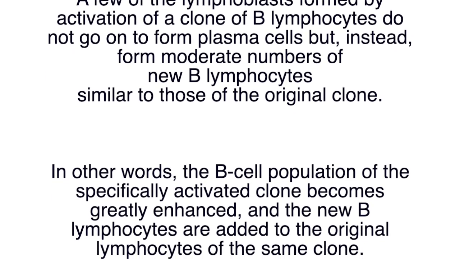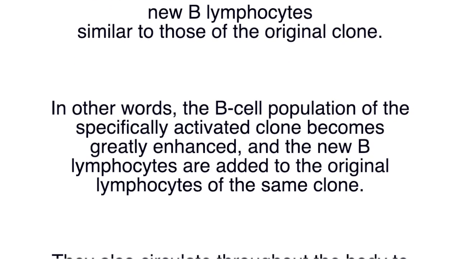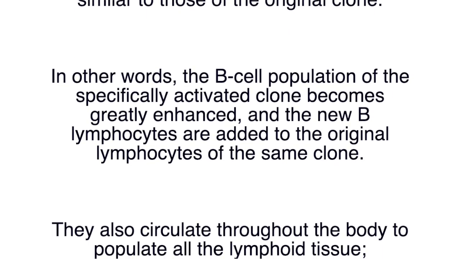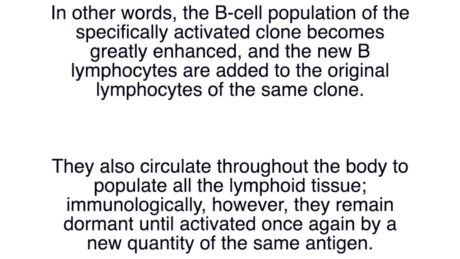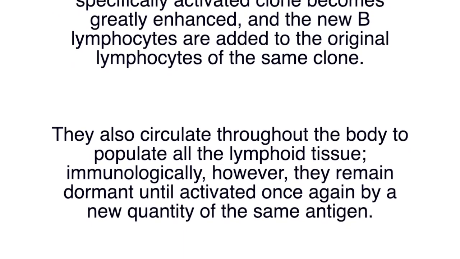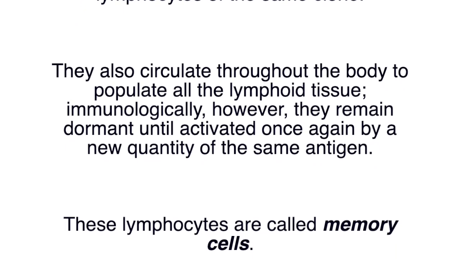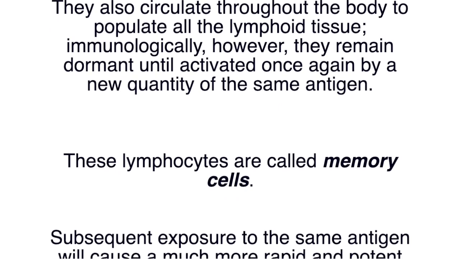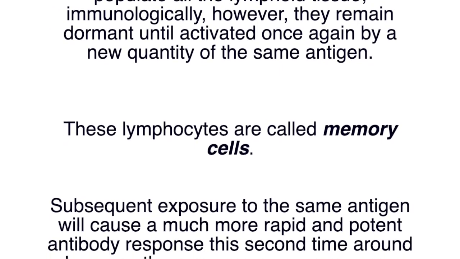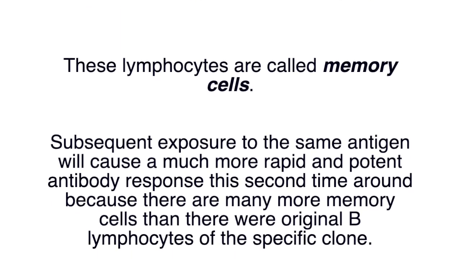In other words, the B cell population of the specifically activated clone becomes greatly enhanced and the new B lymphocytes are added to the original lymphocytes of the same clone. They also circulate throughout the body to populate all the lymphoid tissue. Immunologically, however, they remain dormant until activated once again by a new quantity of the same antigen. These lymphocytes are called memory cells.